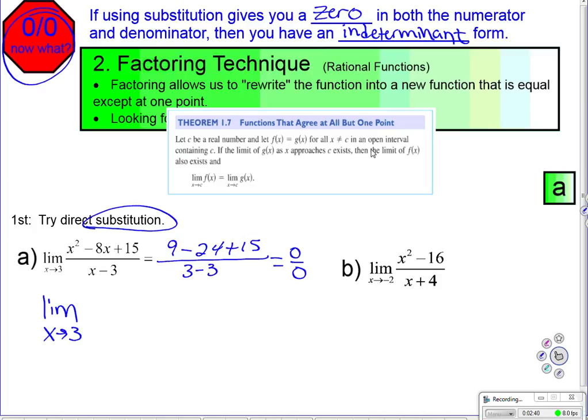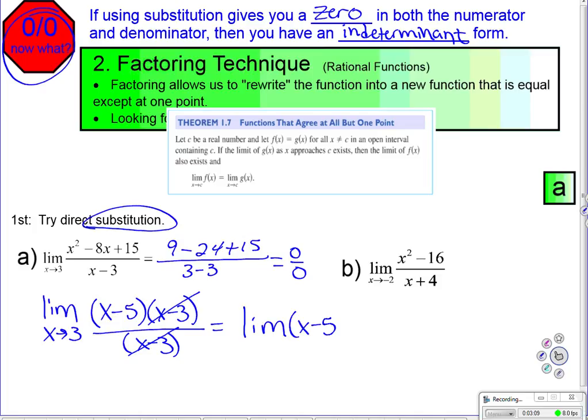So let's restructure this limit. On top, let's factor it. It factors into x minus 3 and x minus 5. On the bottom, I have x minus 3. Let's factor this and cancel those two factors. They cancel to 1, and I'm left with the limit of x minus 5.